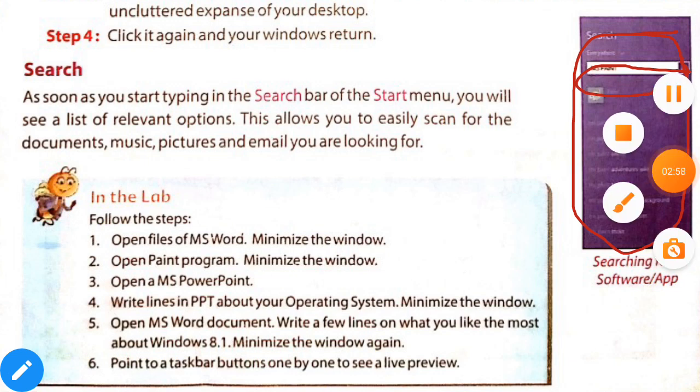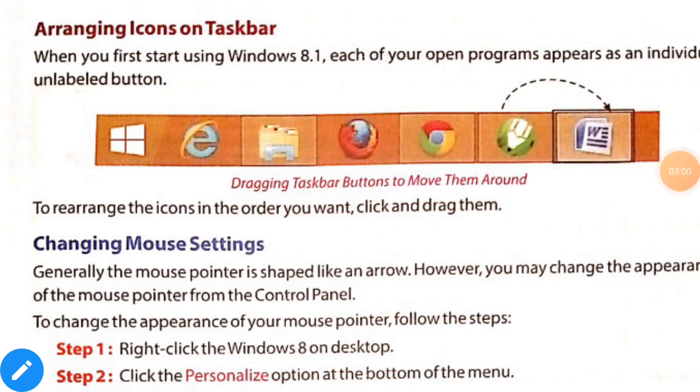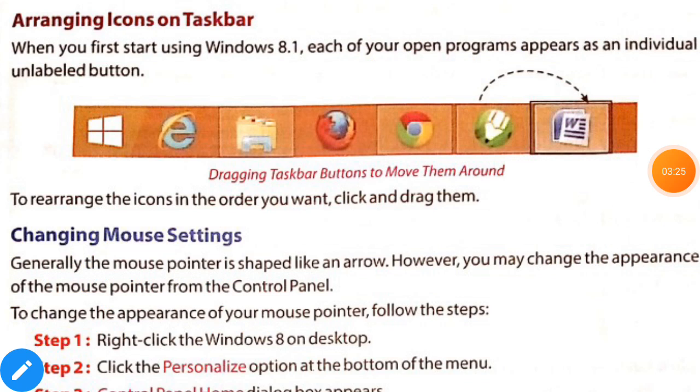Okay children. Now children, we will learn about arranging icons on the taskbar. Children, how can we arrange the icons on our taskbar? When you first start using Windows 8.1, each of your open programs appears as an individual unlabeled button, like this.